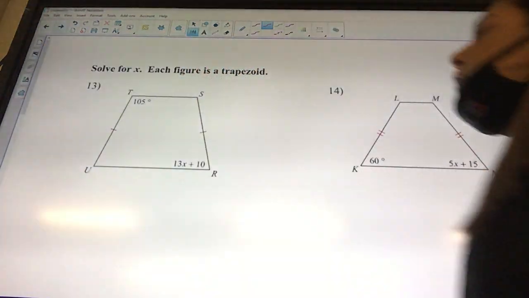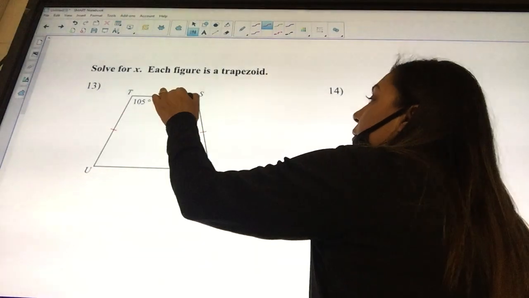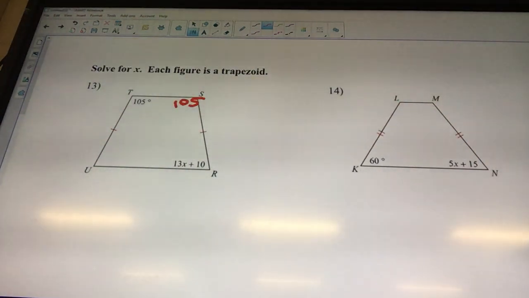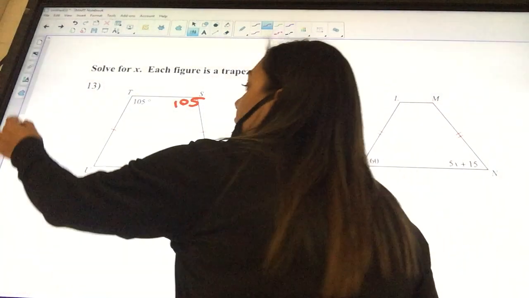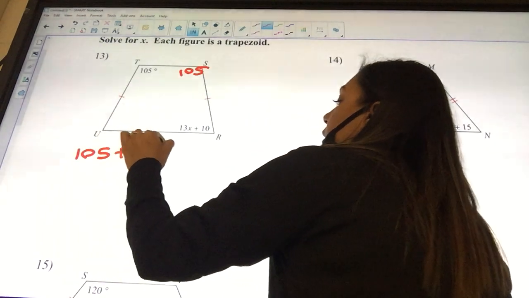Okay, 12 or 13. Which other one is 105? S. S is 105. Okay, so how do we set this up? So I have 105 and then I got 13x plus 10. Is it 105 plus 13x plus 10 equals 180? Perfect.